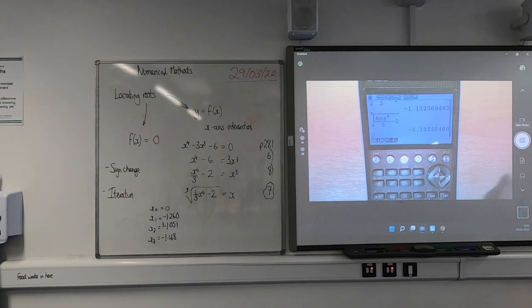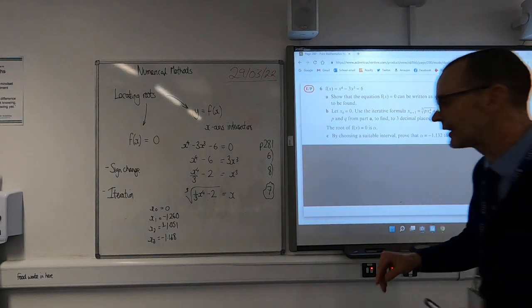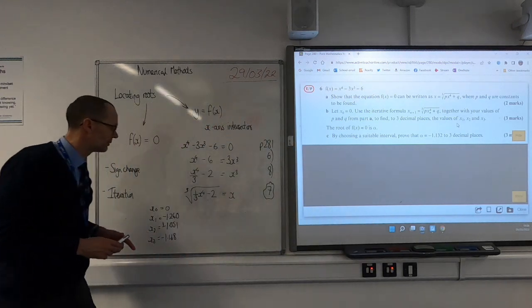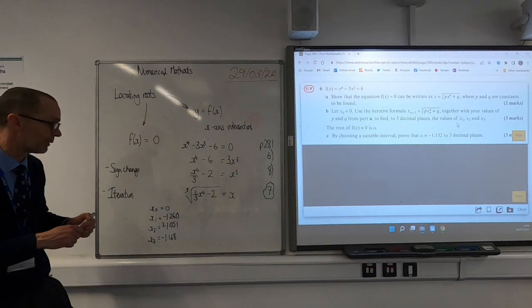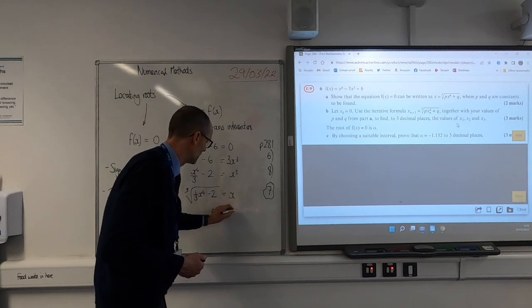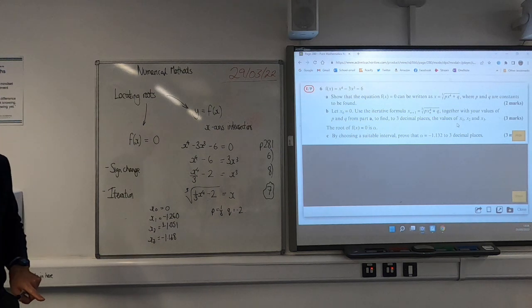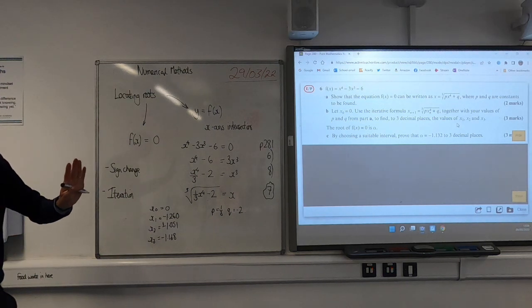So the question doesn't actually get us to use iteration to find that root. It just wants you to show that you can do iteration. So this is how I would set that out. I've done the rearrangement, so I probably write P equals a third, Q is minus 2, and then I just go bang, bang, bang, bang, like that. And that's part B done.